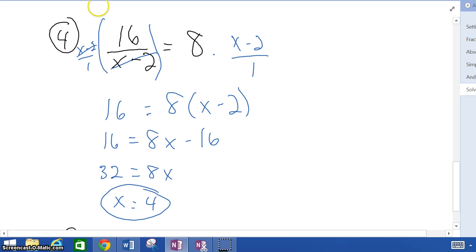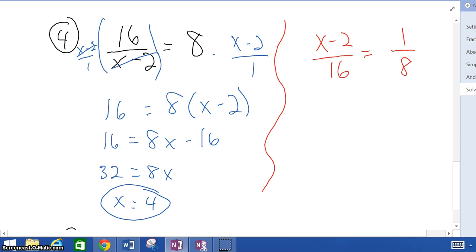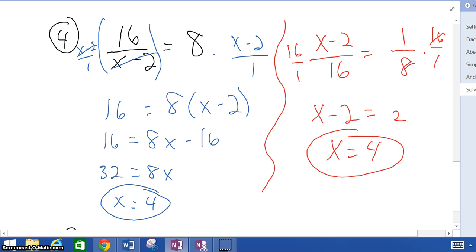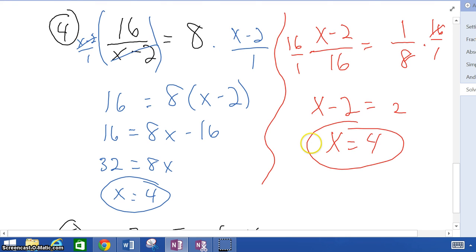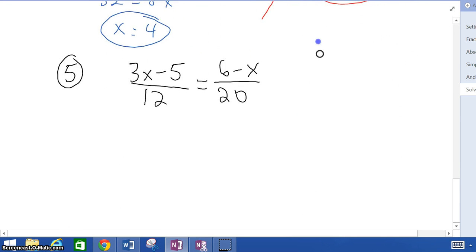Now, another option for this one is to, again, take the reciprocal. Now I can multiply both sides by 16 over 1 to get the x by itself. I end up with x minus 2 equals 2. A simpler version of getting x equals 4. It's your choice, really, but as we do more of these, I think you'll be able to make a smarter choice each time. Come up with something that works best for you.